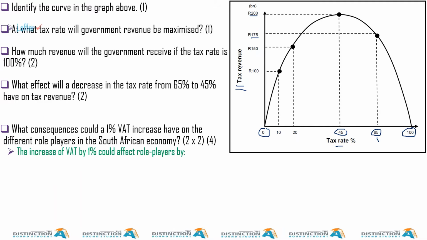So identify the curve in the graph above. I've said it is the Laffer curve. At what tax rate will government revenue be maximized? I've mentioned that already. That will be 45%. How much revenue will the government receive if the tax rate was 100? I've mentioned this again. They'll get nothing.